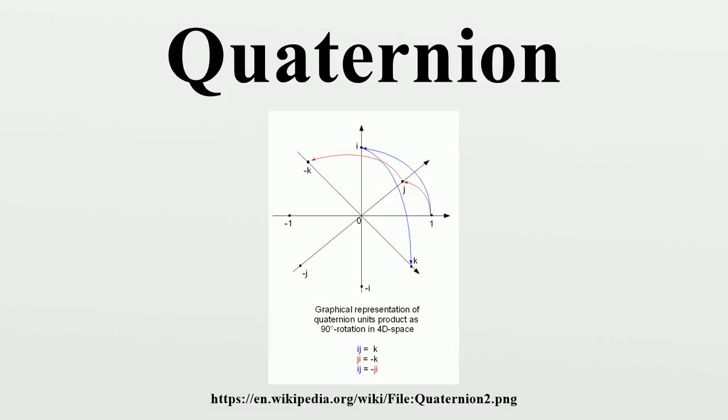In mathematics, the quaternions are a number system that extends the complex numbers. They were first described by Irish mathematician William Rowan Hamilton in 1843 and applied to mechanics in three-dimensional space. A feature of quaternions is that multiplication of two quaternions is non-commutative.